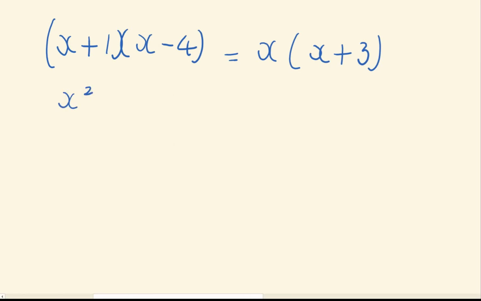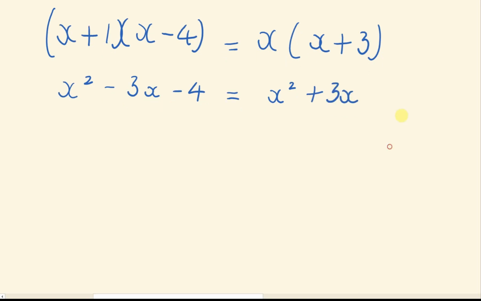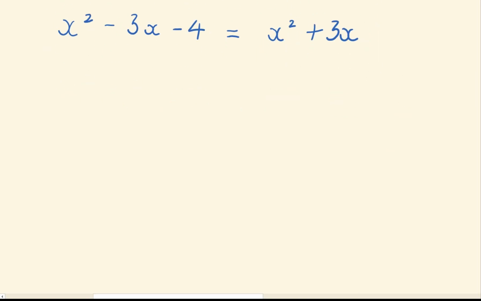So expanding this, however you want to do it, you will get x squared minus 3x minus 4. Expanding this, we just get x squared plus 3x. Okay, straight away, this is simplifying quite nicely. We've got x squared and x squared. They're going to cancel out. Now we're going to solve this.